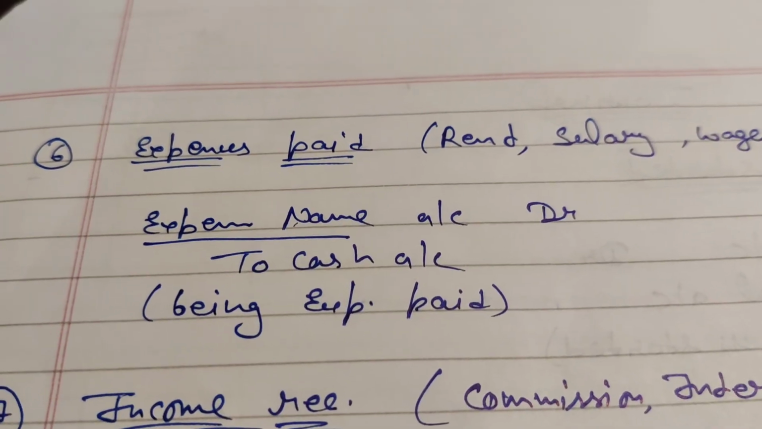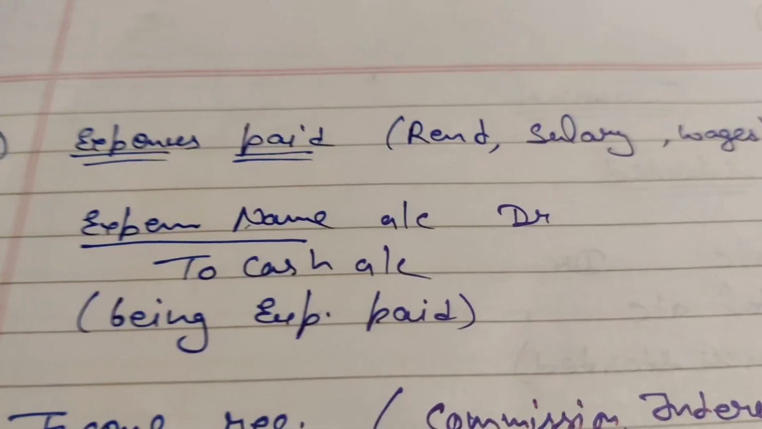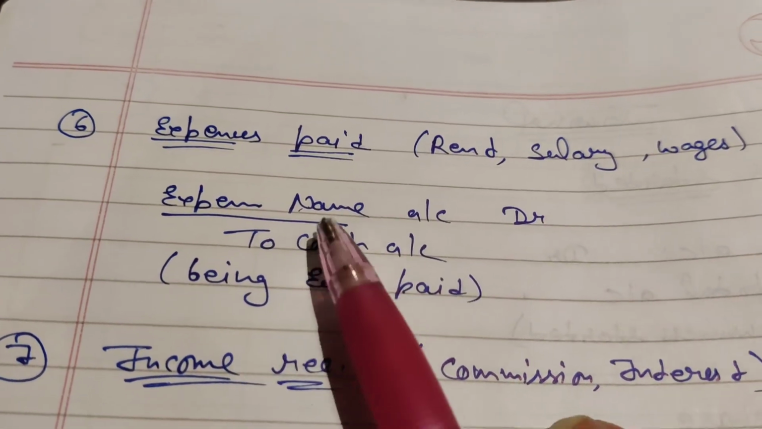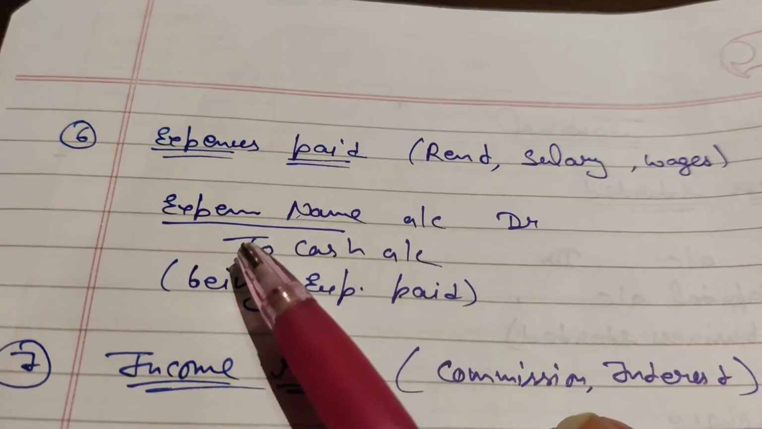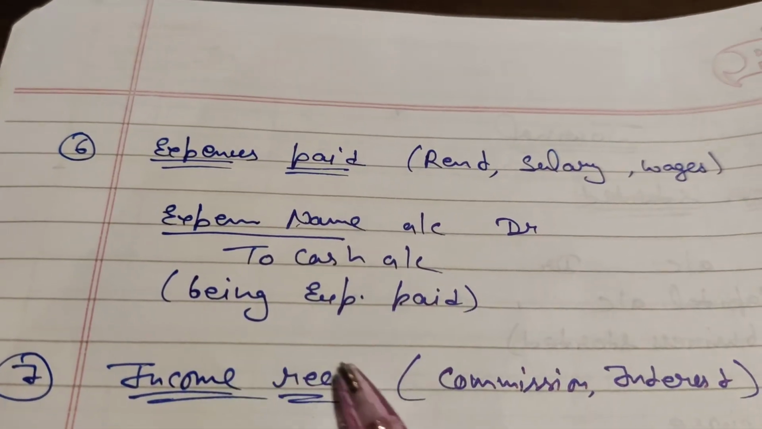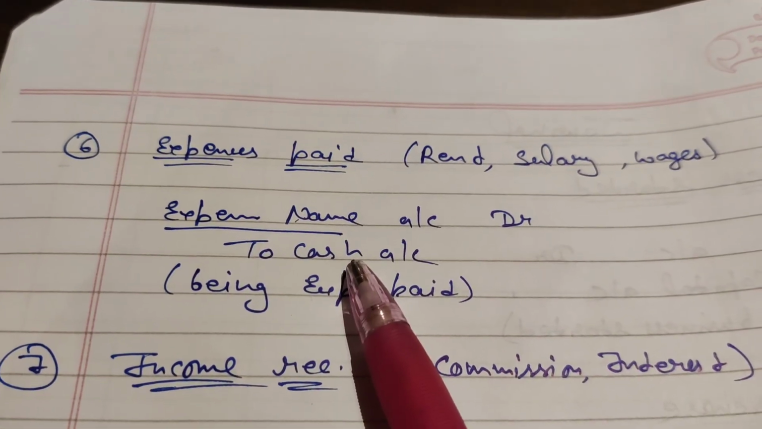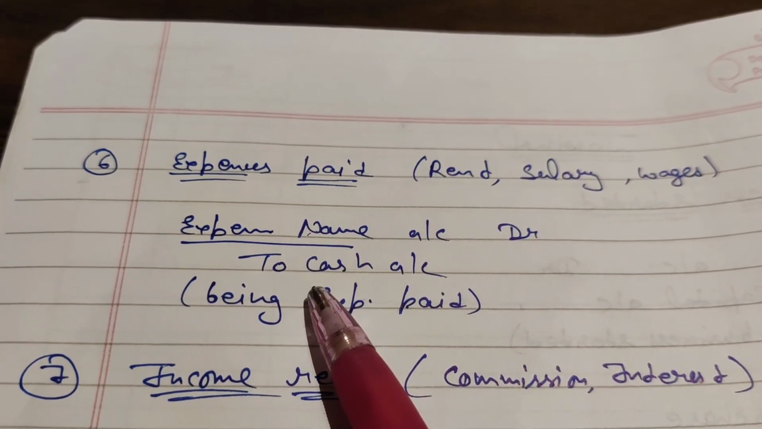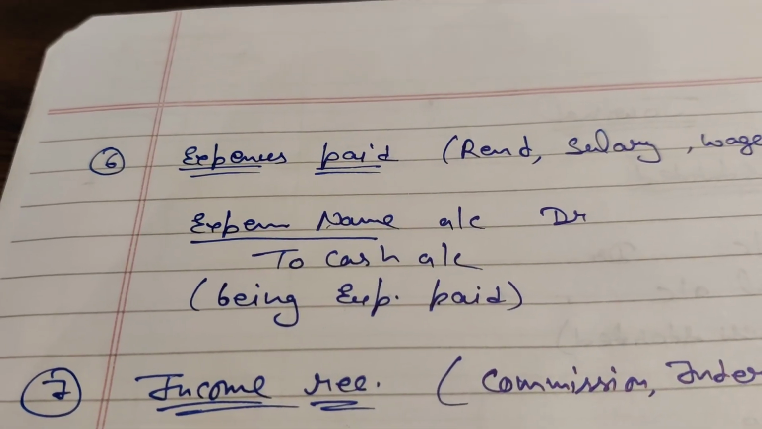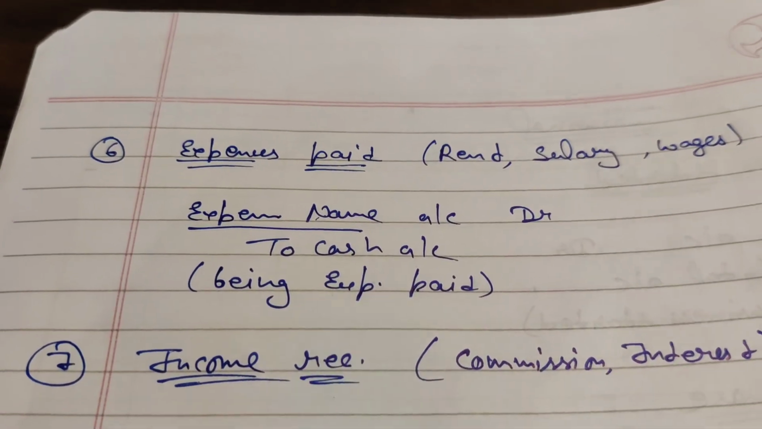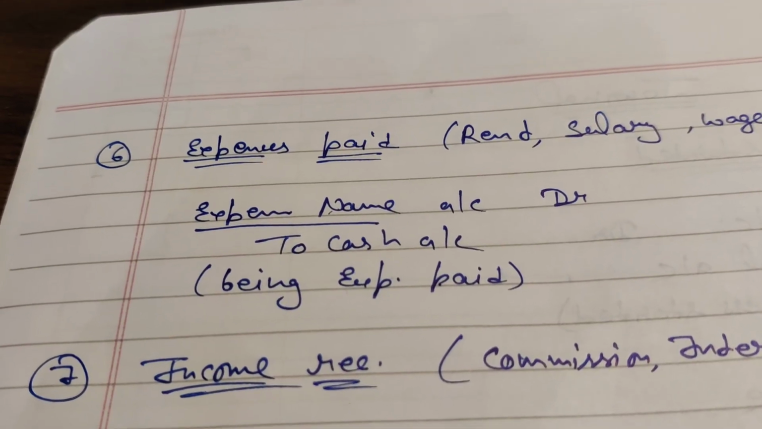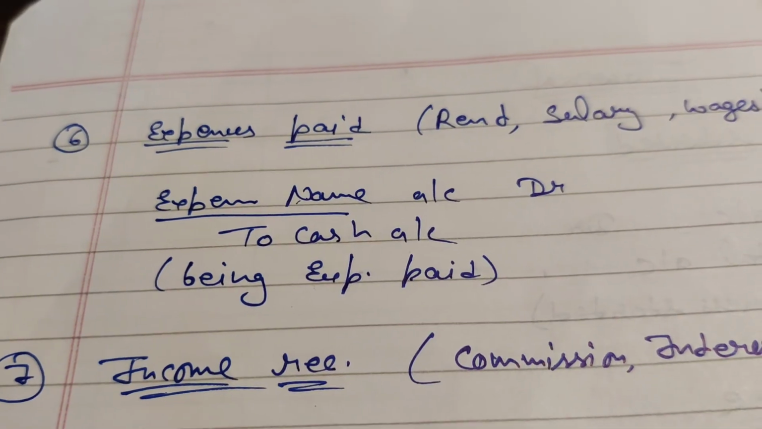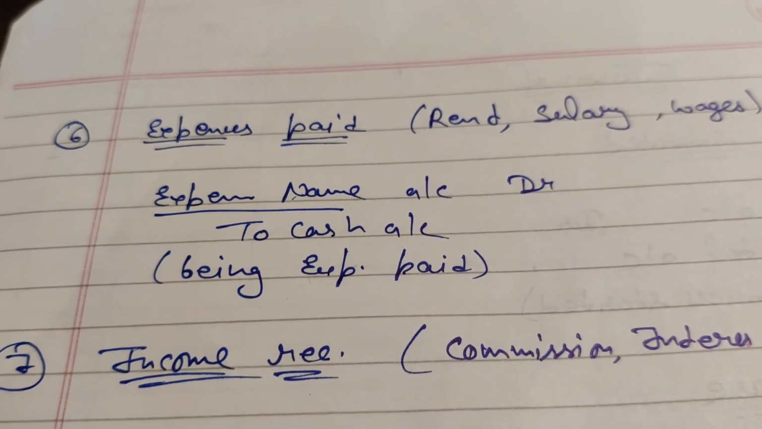Now comes expenses paid. If you are paying any kind of expenses like rent, salary, wages, then you have to mention the expense name. Like if you are paying rent, then you will write rent account debit to cash account, being expenses paid. It is not important whether cash is mentioned in the question or entry. You just have to know that if any kind of expenses are being paid, then cash will come here. There is no credit or anything like that, so don't get confused in this.